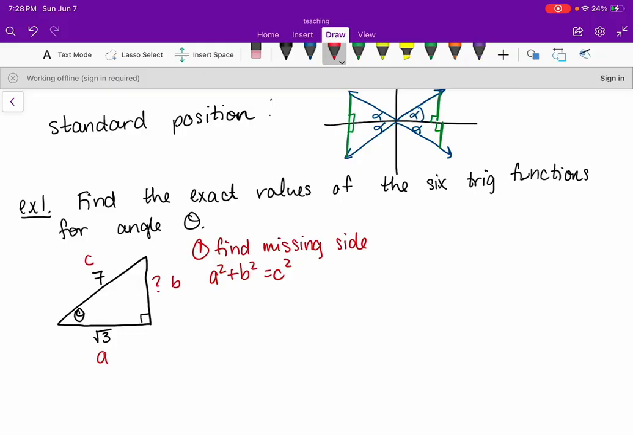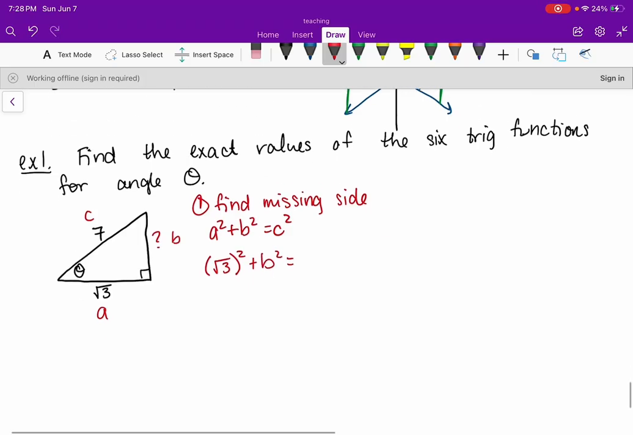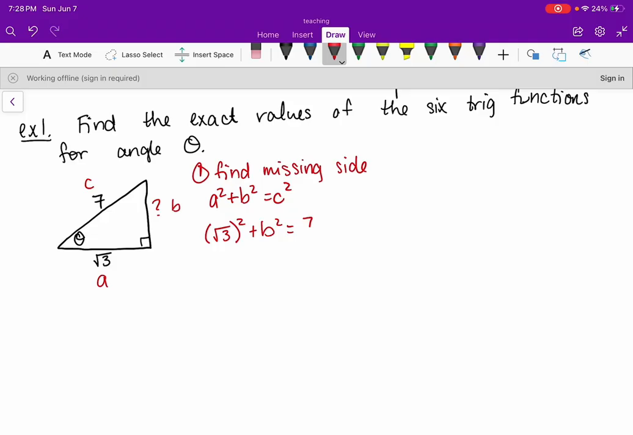So if I plug in here, A is square root of 3, and that's squared, plus b squared, I don't know what that is, but I'm trying to find it, equals c squared, so that would be 7 squared. I have only one unknown now, so I can solve this for b. First I'm going to simplify. Square root of 3 squared is 3. 7 squared is 49. I'll subtract 3 from both sides. So I get b squared is equal to 46. So then b is the square root of 46.